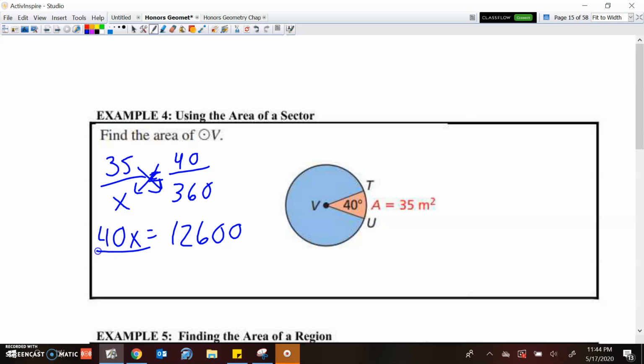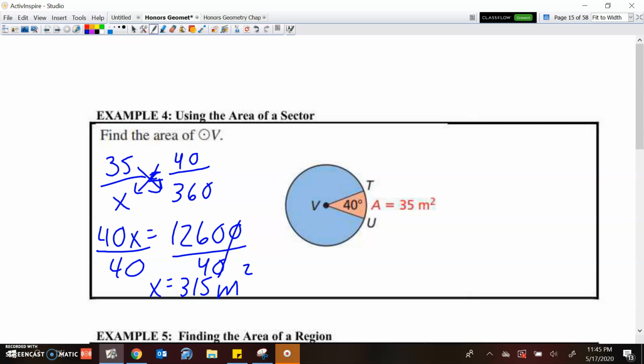12,600. Again, off on my decimal point. Divide by 40. And I end up getting 315. So the area of the entire circle is 315 square meters. It makes sense that 40 out of 360 is 1/9.